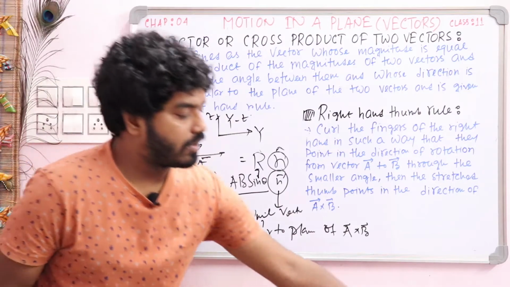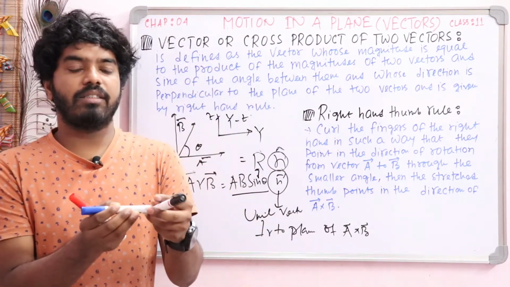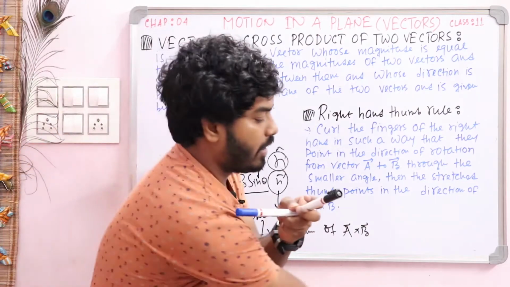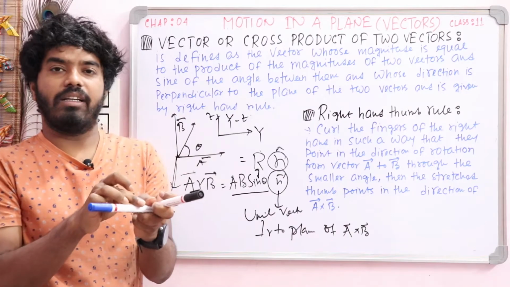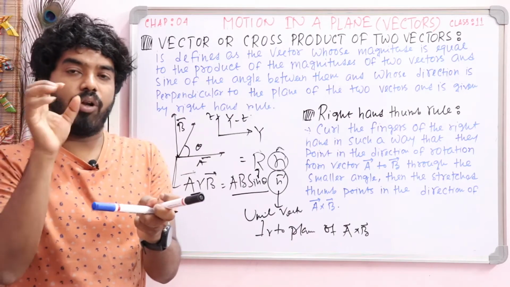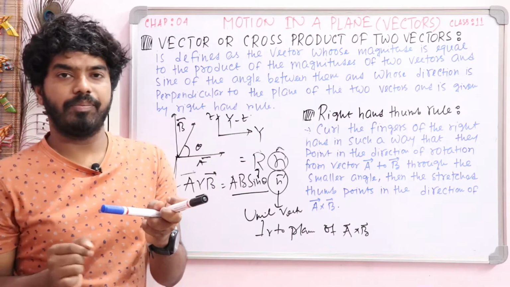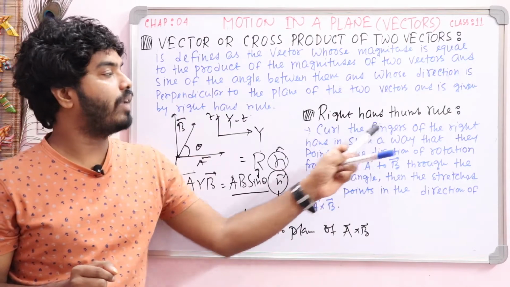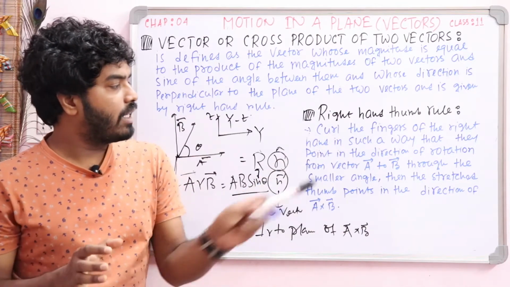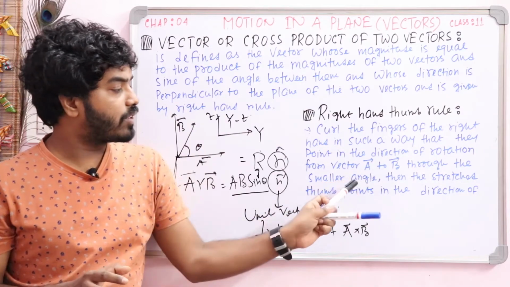Okay, you just see here, this is our vector A and this is our vector B, and what is the angle between vectors A and B? This one is the angle, not this one. Always you have to take the smaller angle. You see the statement: you curl the fingers of the right hand in such a way that they point in the direction of rotation from A to B through a smaller angle.